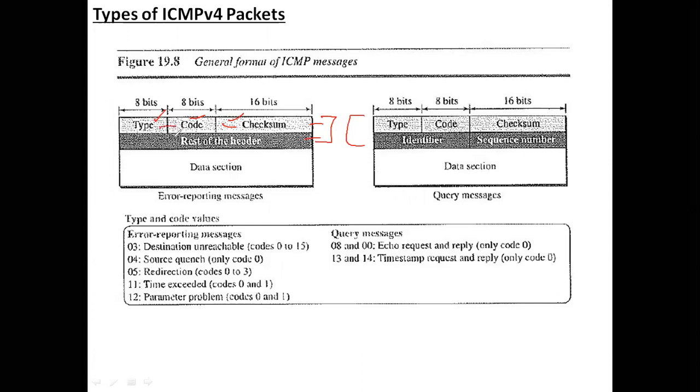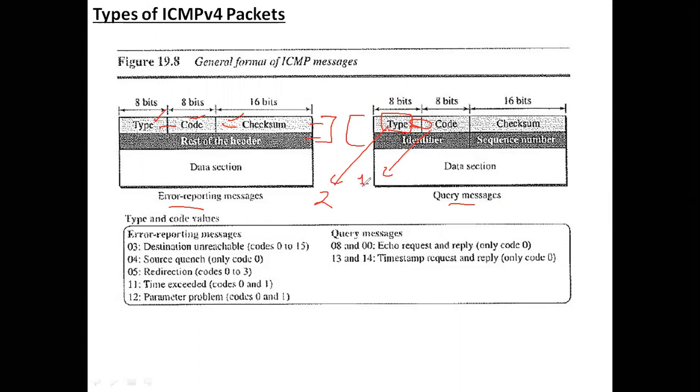The type and the code basically tell us what exactly the problem is, in case of error reporting. While in case of the query message, these are actually set by us because we are querying a particular type of thing. For example, if I'm dealing with something related to time, I will have my type as 2, and based on the code I want the data. For example, how much time do you need on average to process a particular data packet?